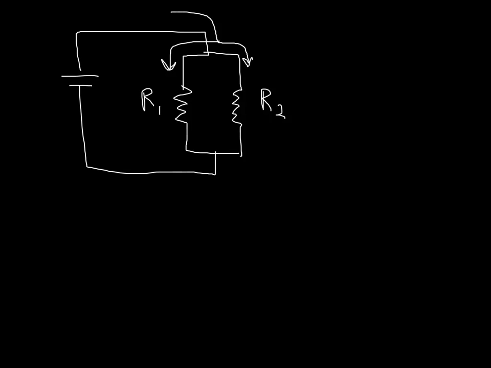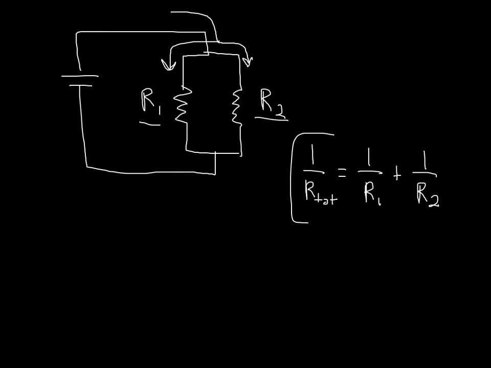Now the easiest way to deal with this would be to simplify this circuit. Resistance 1 and resistance 2 are in parallel. So I can find the total resistance of these two if they were just one resistor. I know that 1 divided by the total resistance is equal to 1 divided by the first resistor plus 1 divided by the second resistor. This is how we add resistances in parallel.